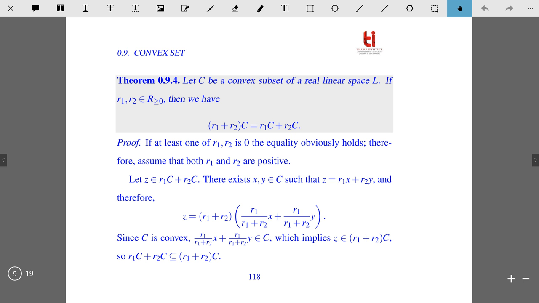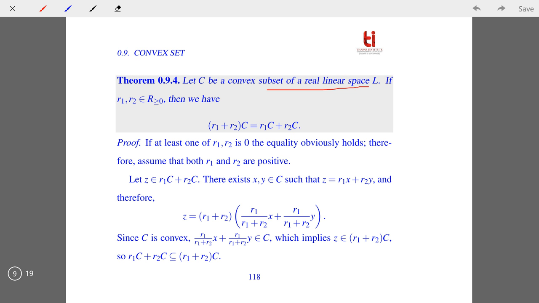So the next theorem is, let C be a convex set of a real linear space L, and if R1 and R2 are positive real numbers, then we have (R1 plus R2) C is equal to R1 C plus R2 C. If at least one of R1 and R2 is 0, then the equality holds trivially. So we assume that R1 and R2 are positive. So let Z belong to R1 C plus R2 C. So there exist some X and Y belonging to C such that Z is equal to R1 X plus R2 Y.